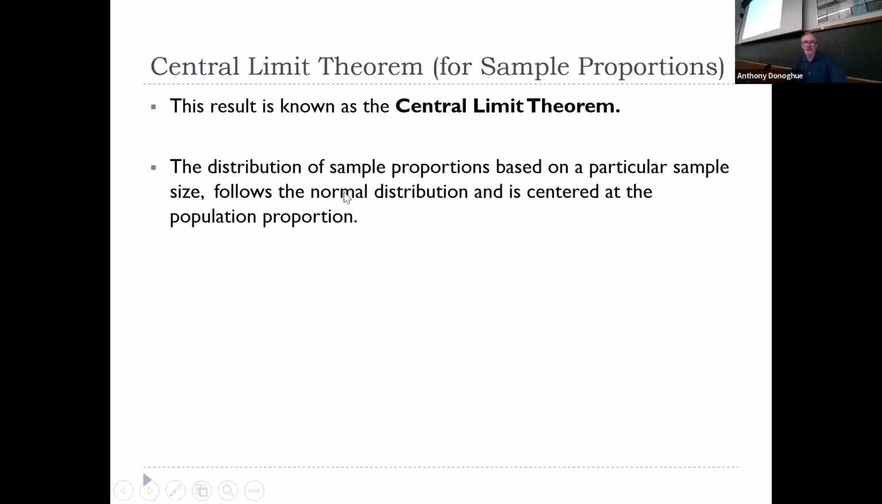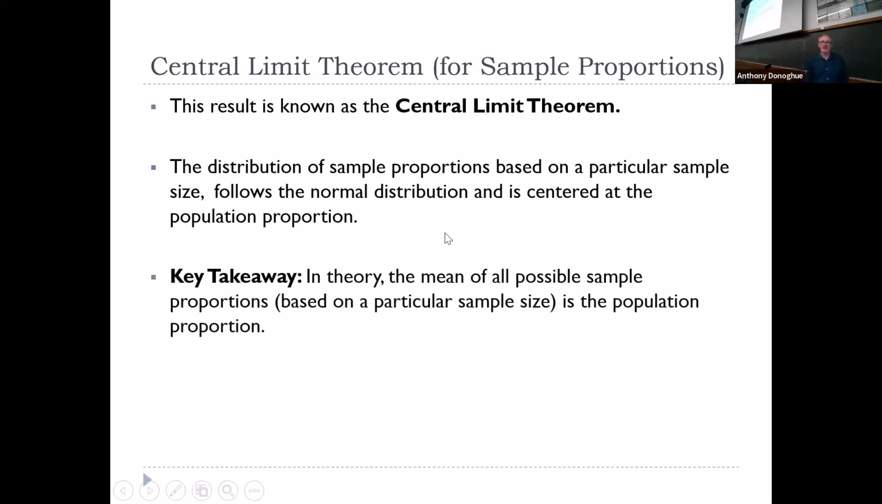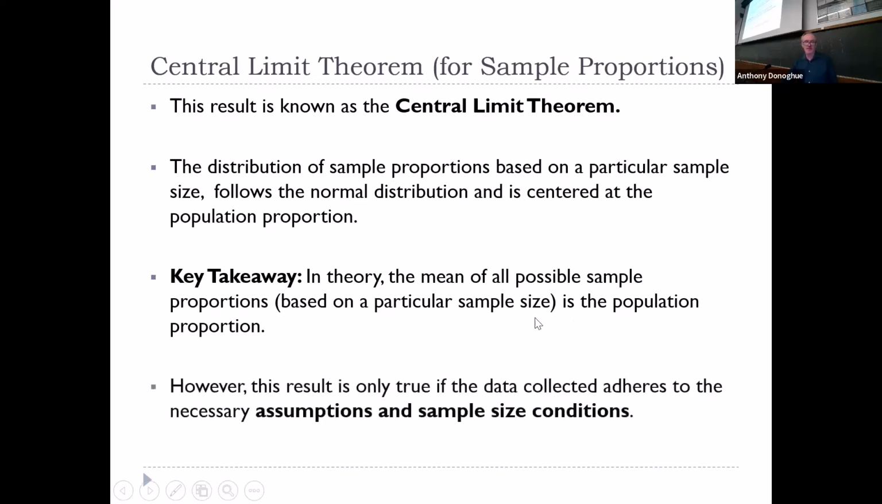Okay, so that is the central limit theorem for sample proportions. But again, it's the same idea for all sample statistics. The distribution of sample proportions based on a particular sample size follows a normal distribution, at least approximately, and is centered at the population proportion. So in theory, the mean of all possible sample proportions based on a particular sample size is the population proportion. However, this result is only true if the data collected adheres to the necessary assumptions and sample size conditions for analysis.